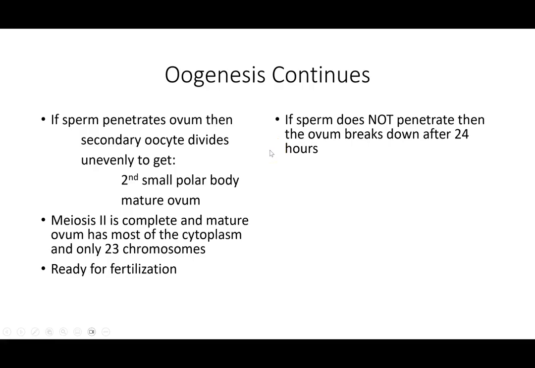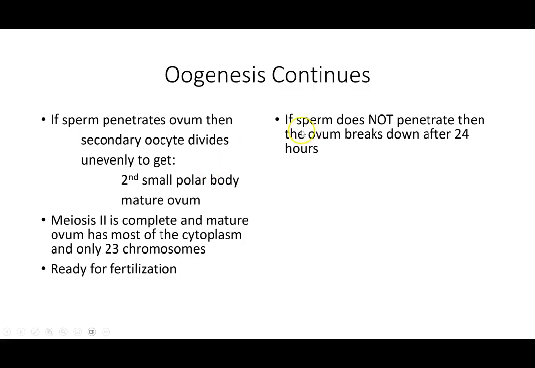The secondary oocyte requires the presence of sperm for the next stage of oogenesis. So if sperm are present and actually penetrate that ovum, then that secondary oocyte will divide, again unevenly, to get a second small polar body and a fully mature ovum. This finishes out the meiosis 2 process, and the mature ovum is going to have most of the cytoplasm and half of the chromosomes again. So the sperm has 23 chromosomes, the egg has the other 23, and that is ready for the actual fertilization step and combining of the sperm and egg cells and their chromosomes.